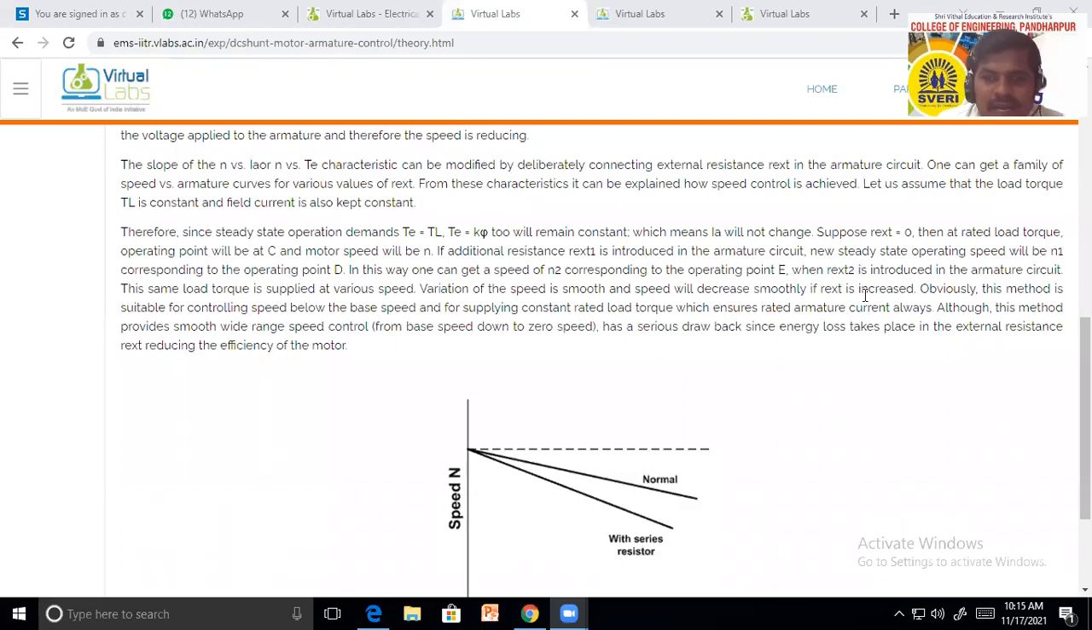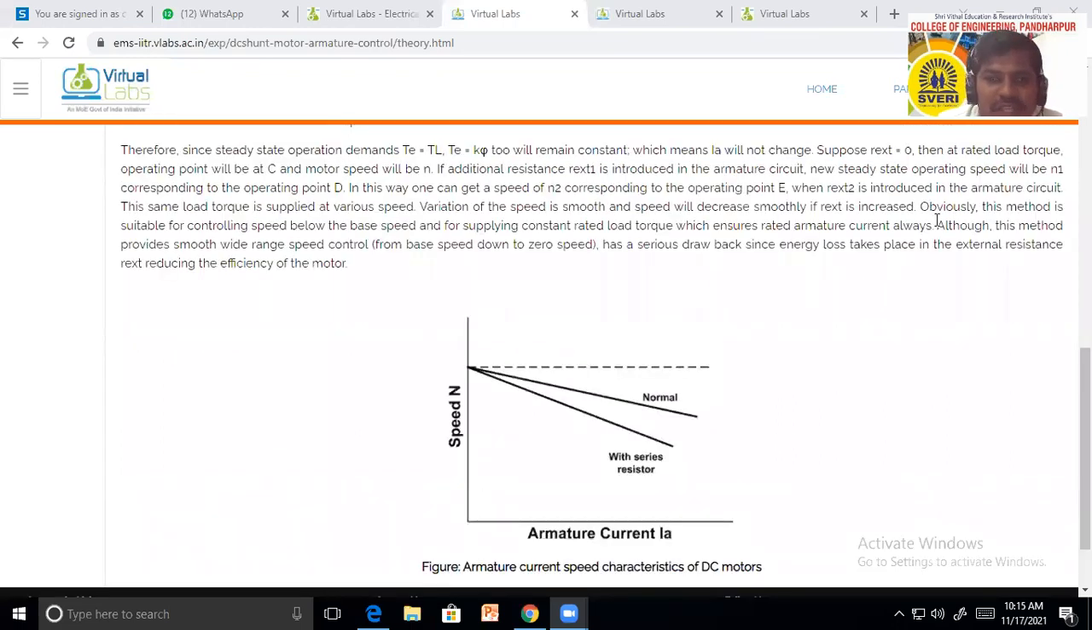Similarly, when R external is introduced in the armature circuit, the same load torque is supplied at various speeds, and variation of speed is smooth. The speed will decrease smoothly if R external is increased. So this curve will be like this. Initially it will be running at a constant speed, at a constant value of flux. When the flux is constant, at that situation it will be running at constant speed. It will be shown in the dotted line.